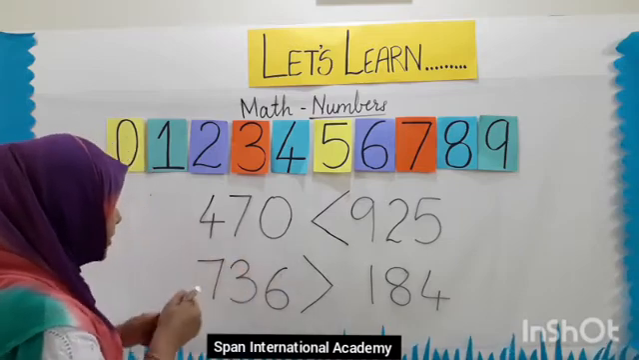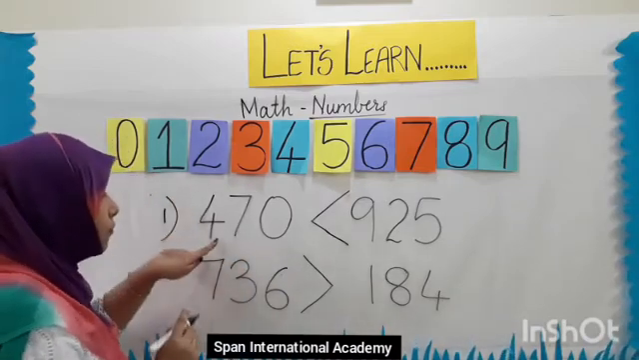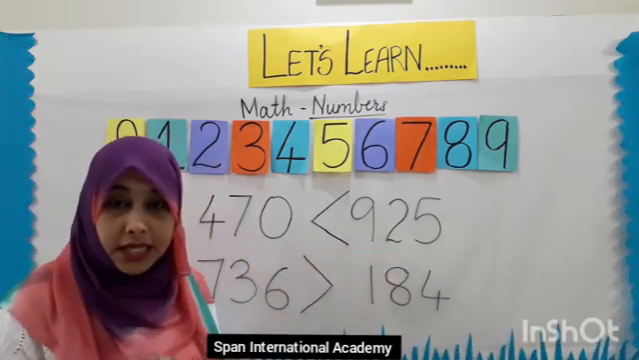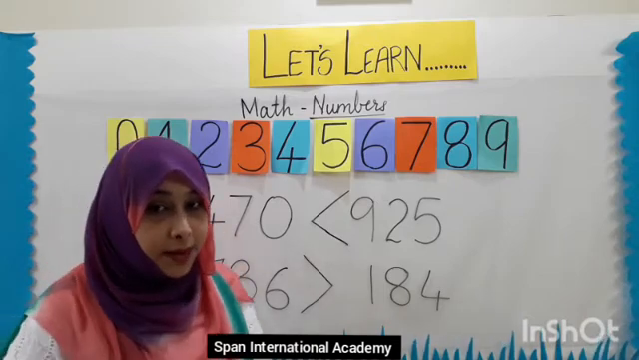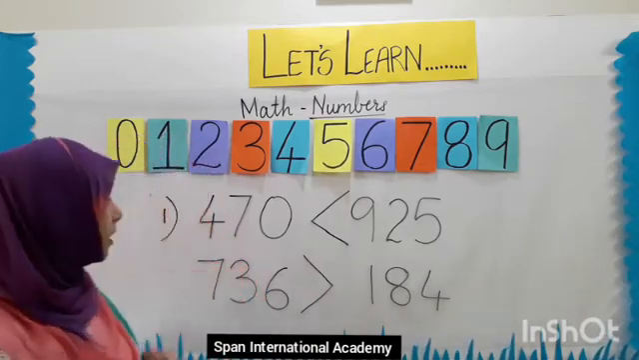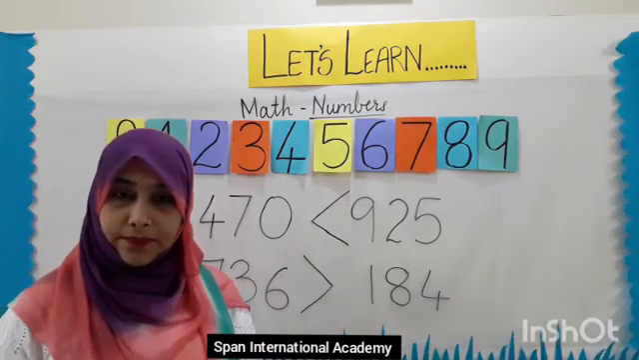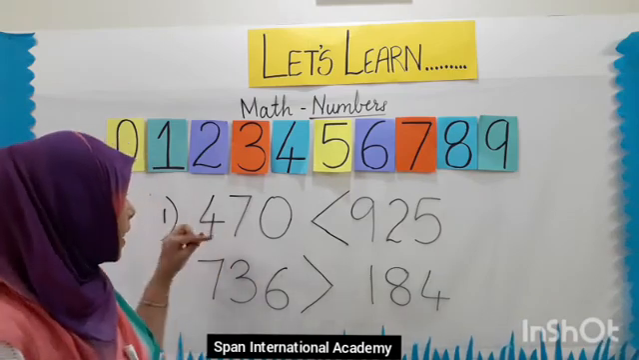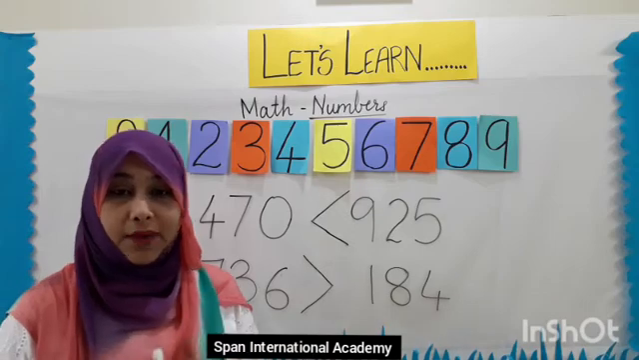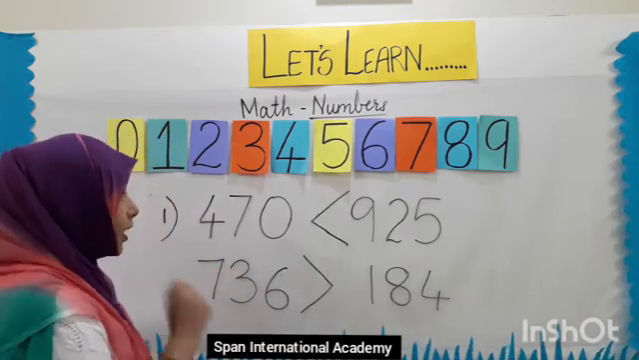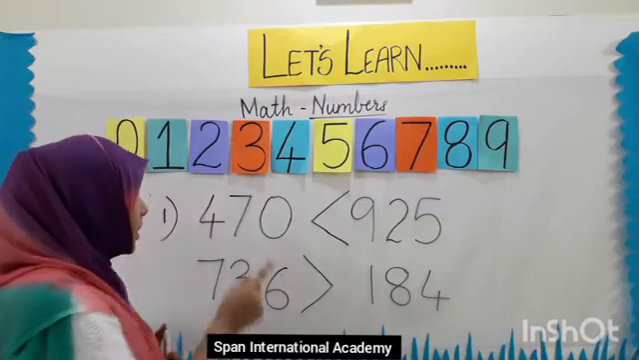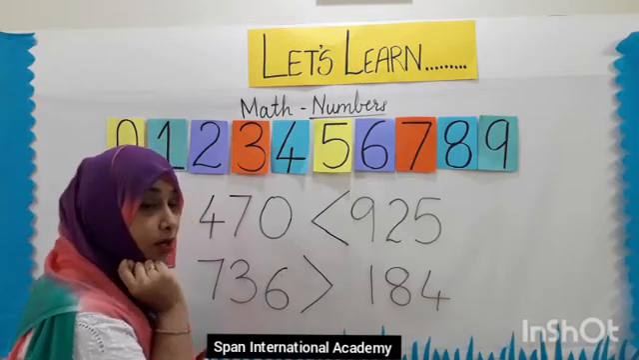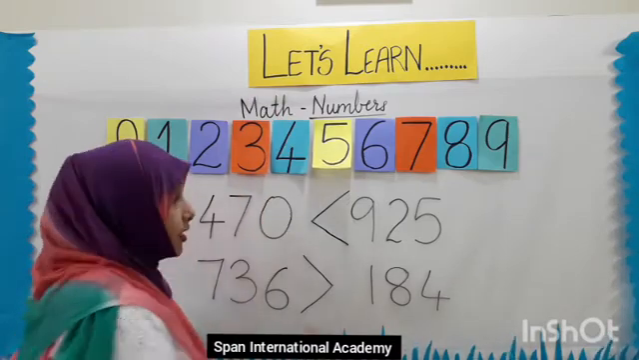In the first one, this was our first example. 470 and 925. These were the two numbers. We compared them. We saw both the numbers and then we started comparing. But how did you all compare, students? How did you compare the two numbers? Just by looking at it? No. With the help of the place value. Yes. Which number did you all see? From which side did we start? Do you all remember? Yes, from our right hand side.